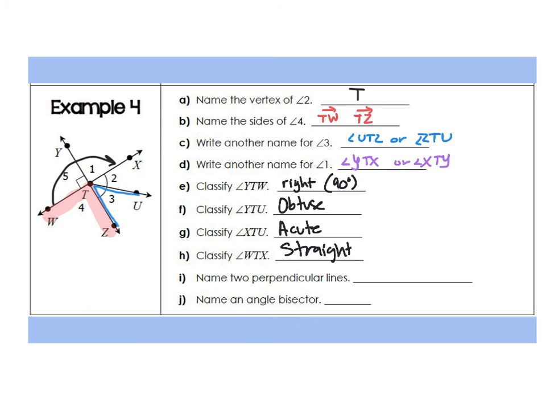Name two perpendicular lines. Two lines that are perpendicular make a 90-degree angle. That would be lines WX. Notice how I'm writing that line. Notice that it has arrows on both sides because it continues on both sides. This is the line, not a ray. And we also have YZ with arrows on both sides. That lets me know that it's a line.